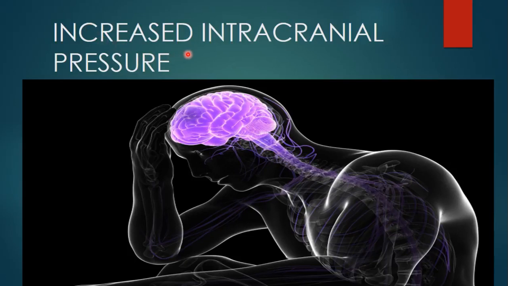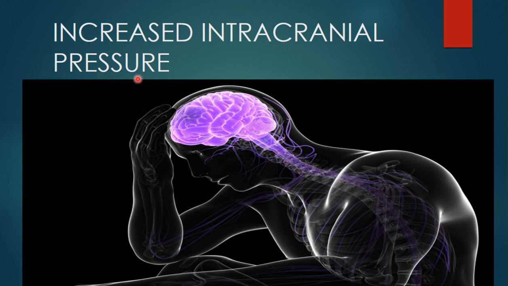Hello everybody, today our topic of discussion is increased intracranial pressure, the pressure within the cranium. What is it? It's a clinical condition associated with an elevation of the pressure within the cranium. And you all know, what is the cranium? The cranium is a rigid structure that contains three main components: brain, cerebrospinal fluid and blood. Any increase in the volume of its content will increase the pressure.